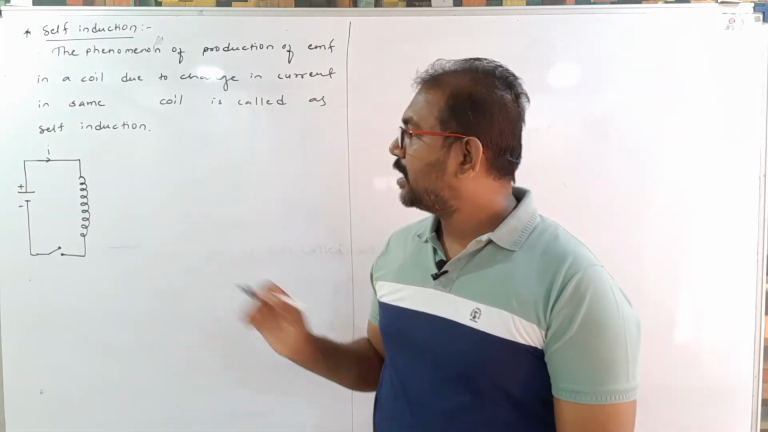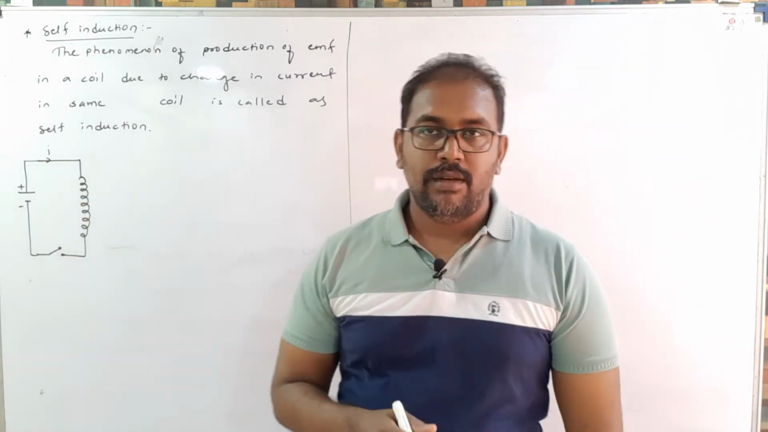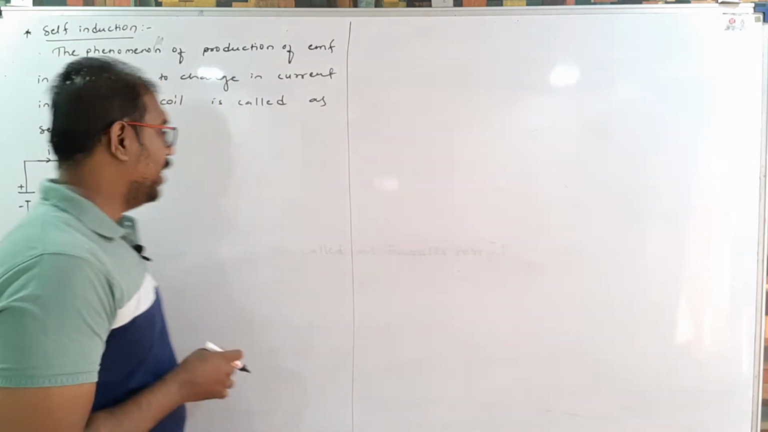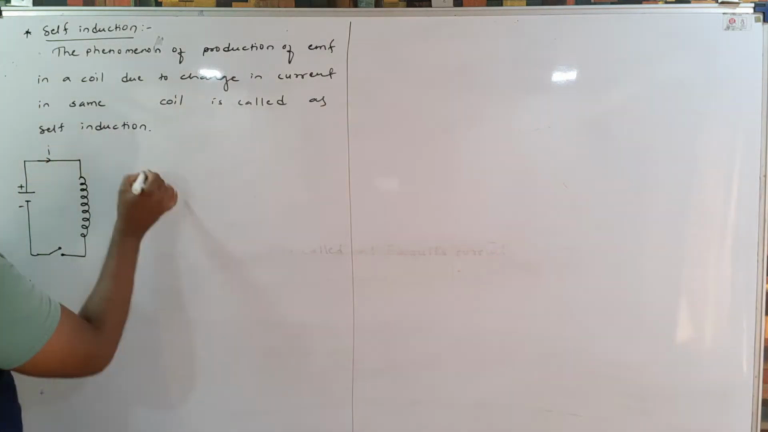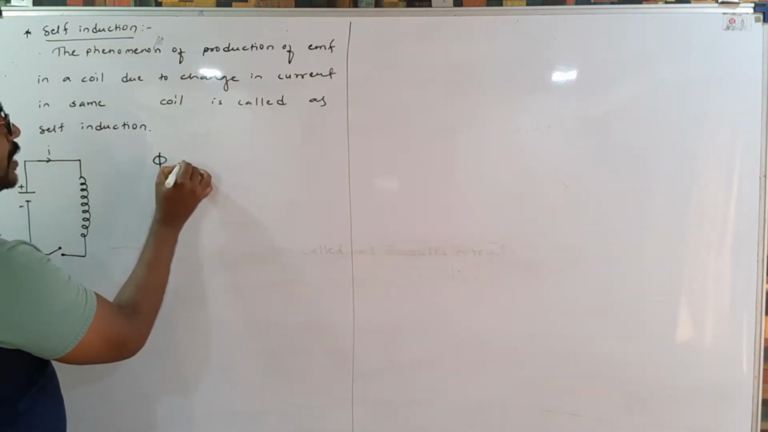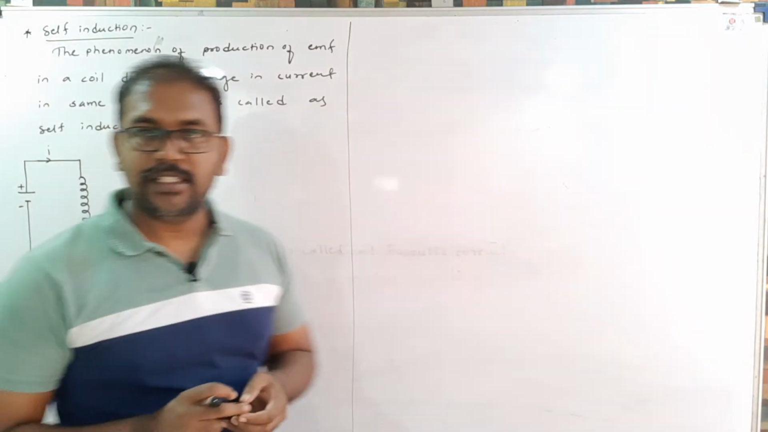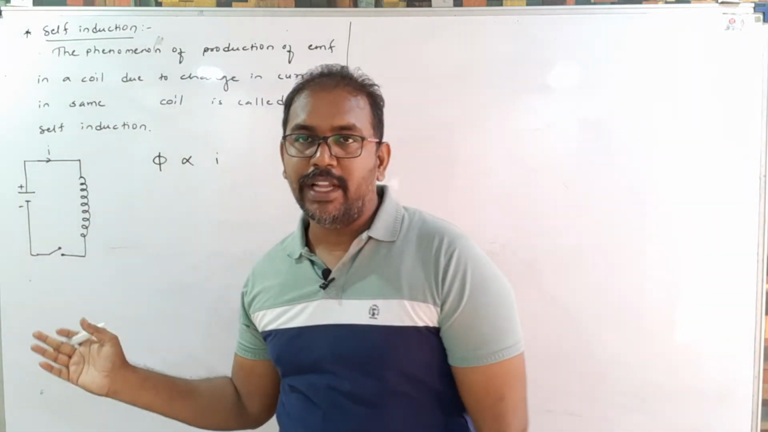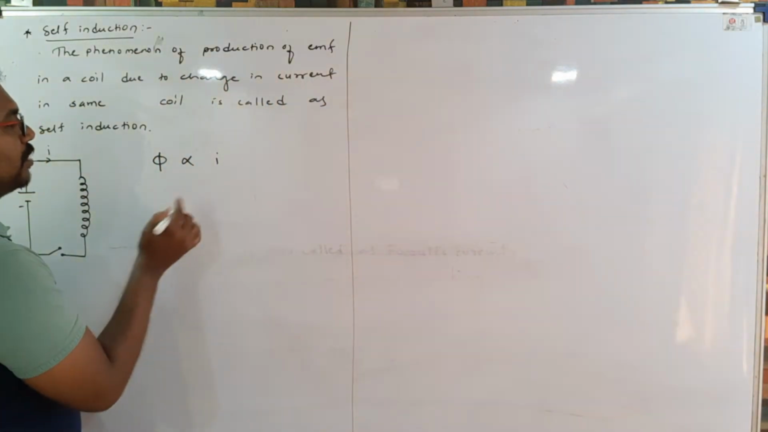Now when we send the current here, then magnetic field is produced and magnetic flux associated with the coil changes, and because of that EMF is induced. The magnetic flux depends on the current. More the current in the coil, more the magnetic flux. So here magnetic flux is proportional to the current.